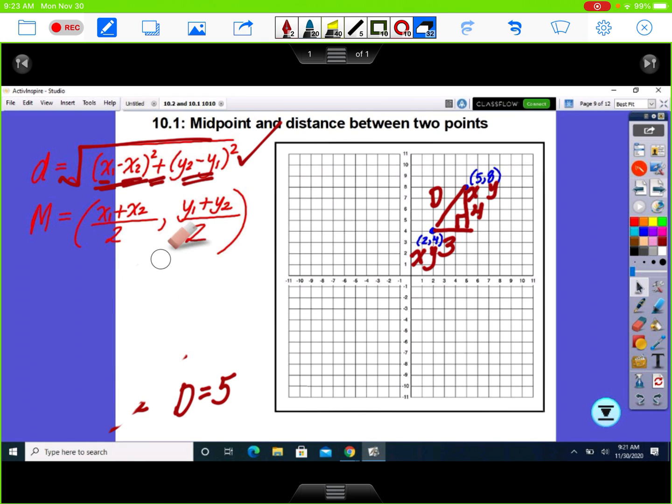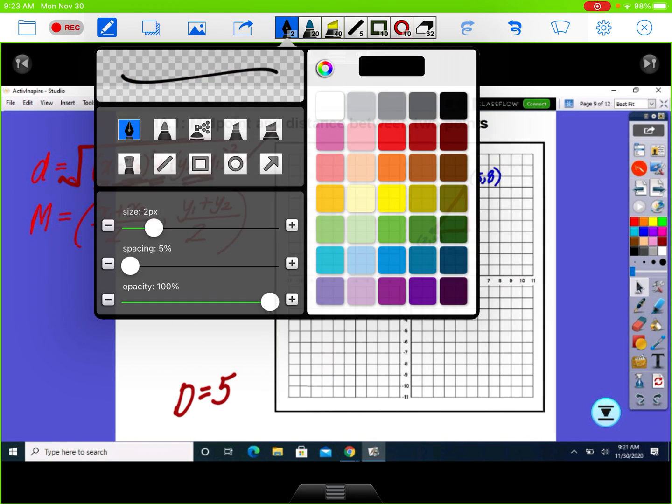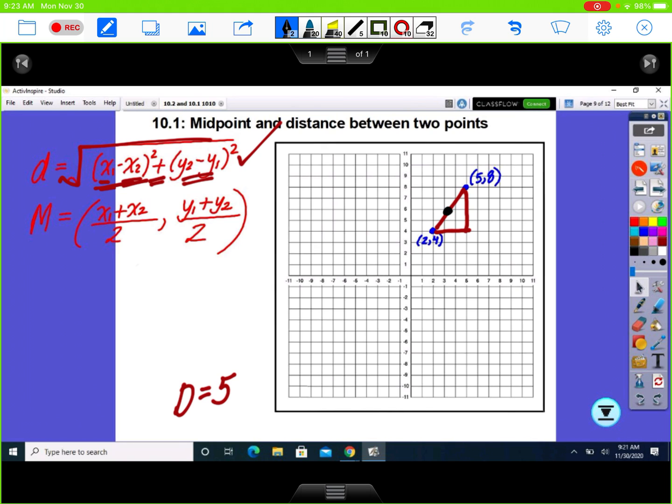So distance was 5. Okay, so now what you're going to be asked is the midpoint. So look, we had this drawn. It got kind of messy there. It's literally asking you to find the middle point, which would be literally like right here. Do you agree? Somewhere right there. Isn't that midway between the two points, everybody?